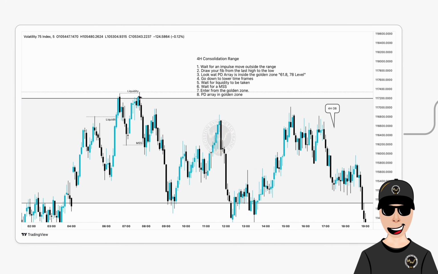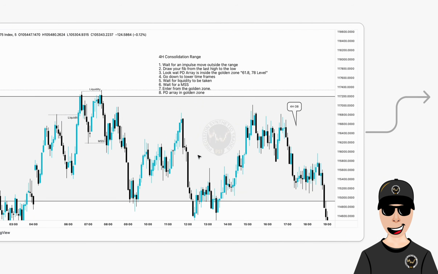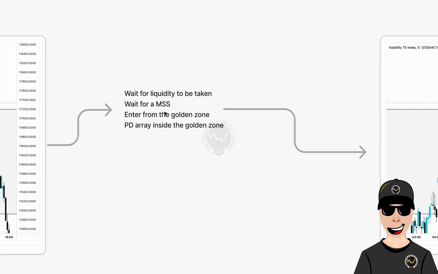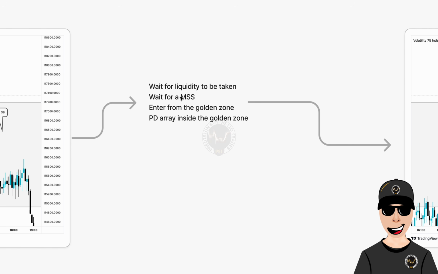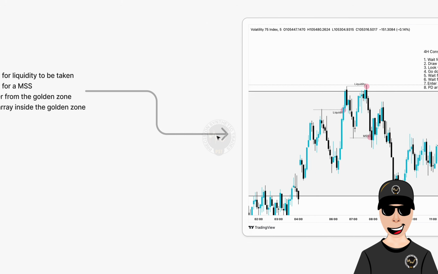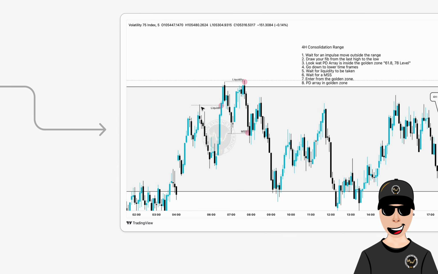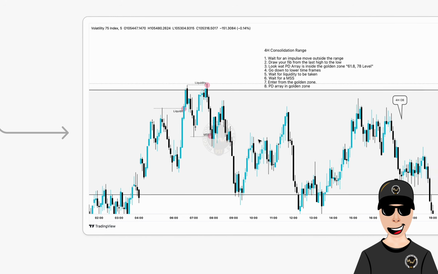We had our market structure shift that was down here. And now we're going to wait for what? Now we're going to draw our fib from this high to this low. Wait for liquidity. Wait for market structure shift. Enter the golden zone. PD array inside. So liquidity. There's the liquidity points there.